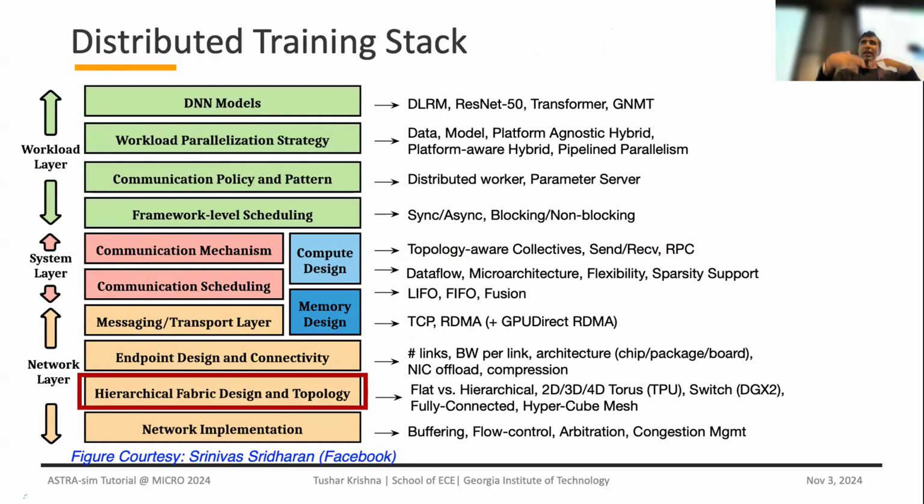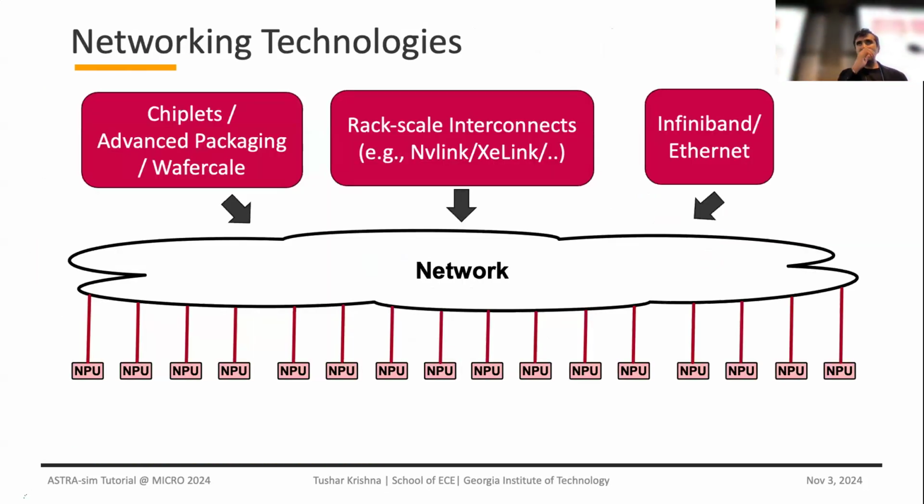Now moving down to the network layer, as I mentioned, there are decisions at the transport, at the endpoint level that I won't go into in the interest of time, but let me give you a glimpse of the kinds of decisions you take at the fabric design and topology level. Here is where you're trying to build different network topologies. You have a plethora of technology options, like chiplets, advanced packaging, and wafer scale to scale up to a certain point. Then you want to use rack scale interconnects like NVLink, XC-Link, or XGMI. And then you have InfiniBand or Ethernet or even optics, right?